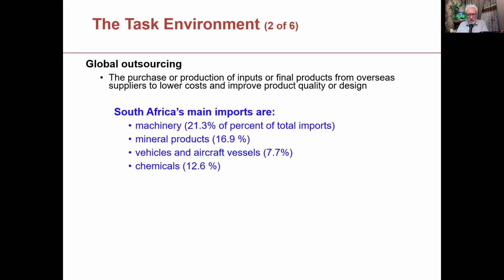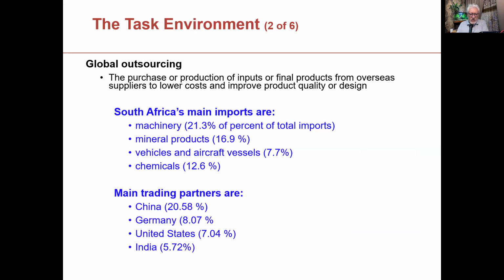This importing and exporting business, we tend to import quite a bit of machinery and mineral product, and we also import vehicles and aircraft and chemicals. And what I show you here are our main trading partners. About a fifth, 20%, is import and export with China. But Germany and the United States and India represent trading partners as well.